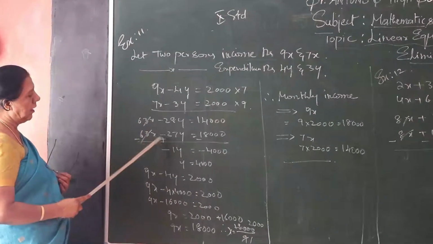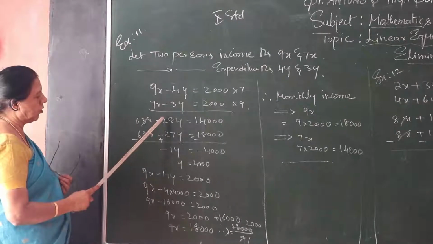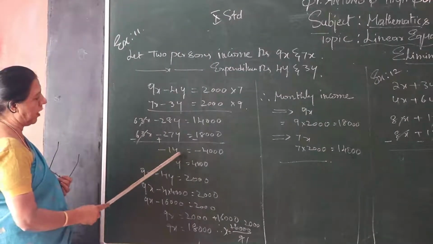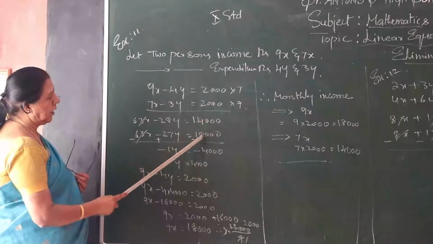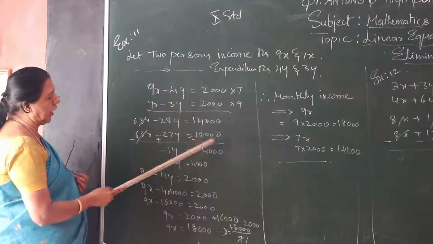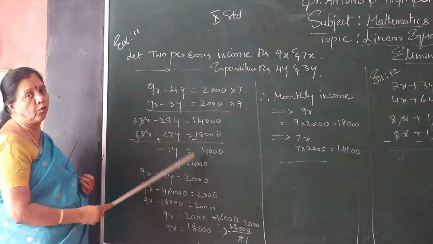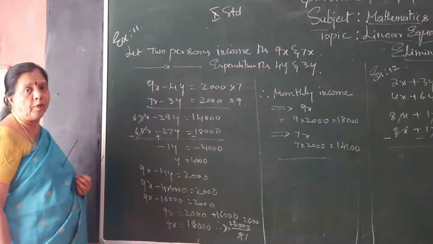63x cancels. Here plus, minus. The greater number's sign is minus. If you subtract, 1y is equal to, here the greater number's sign is minus, so 18,000 minus 14,000 is 4,000. Therefore y is equal to 4,000. We got the y value.